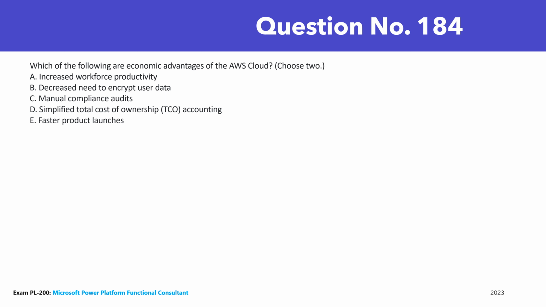Decreased need to encrypt user data. C. Manual compliance audits. D. Simplified total cost of ownership, TCO, accounting. E. Faster product launches. Correct answer, D, E.